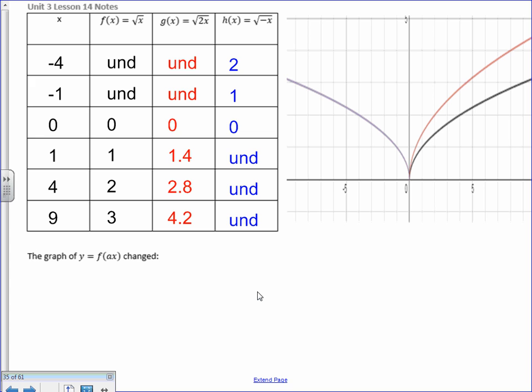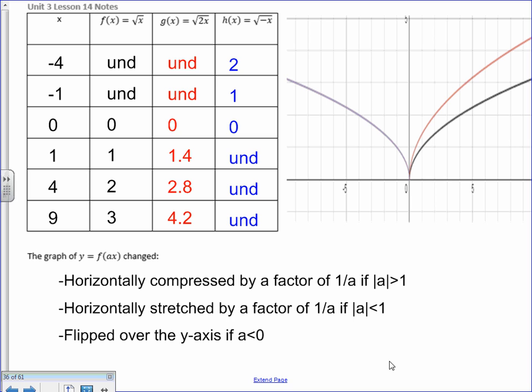So from this, we're going to get our rules here for the graph of f of a of x. So f of a of x, this is when we put a number in there multiplied by x. So like here in G, we did square root of 2x, so a is 2. Here in H, we did square root of -x, so a is -1. So the rules are right here.